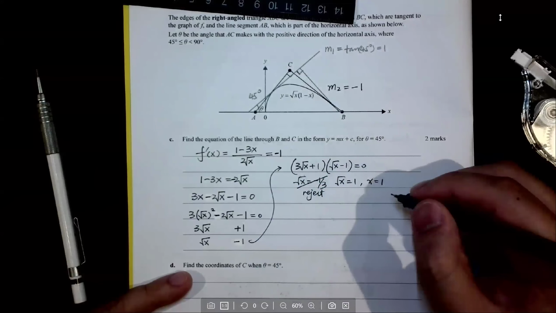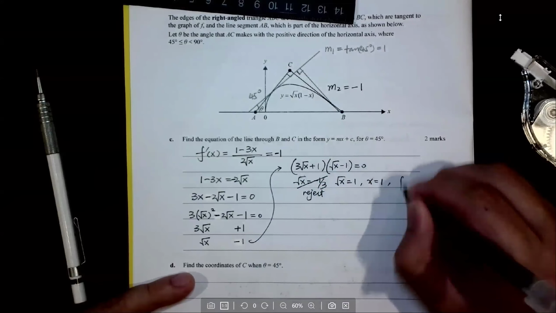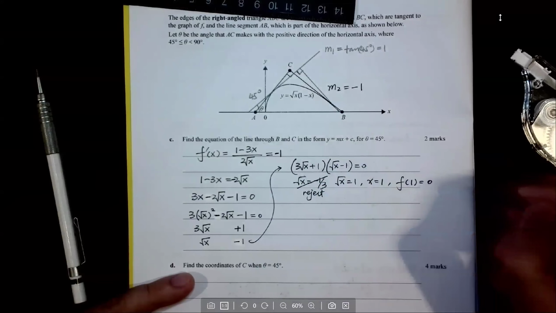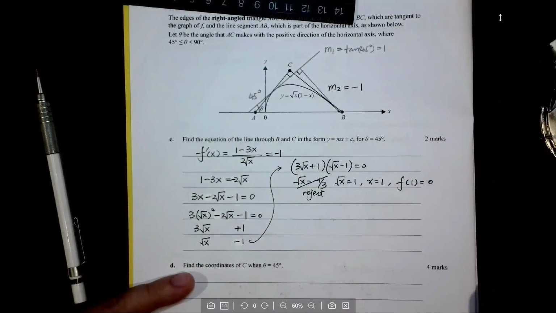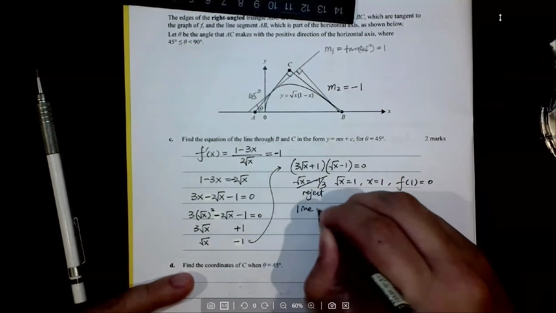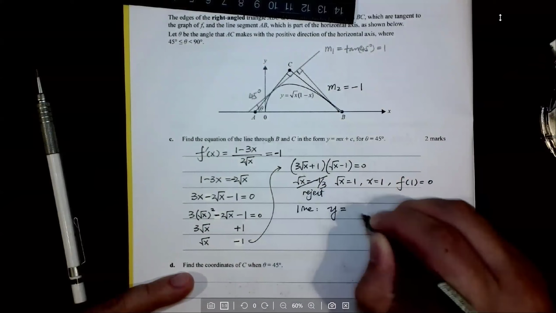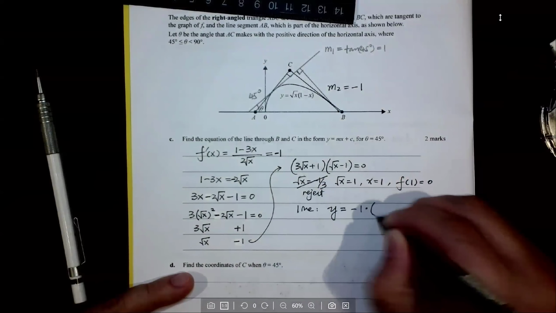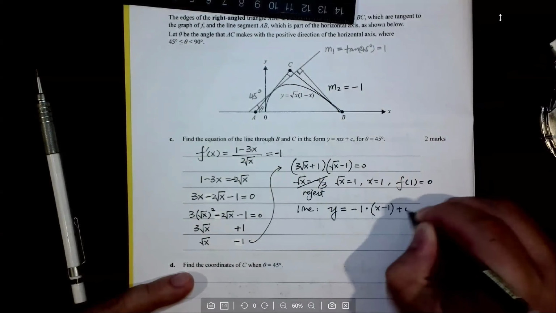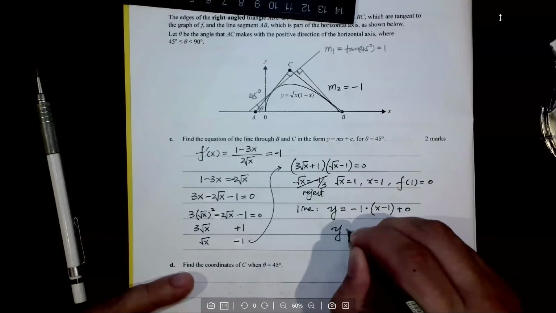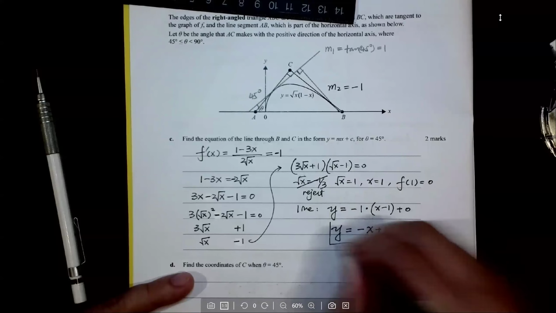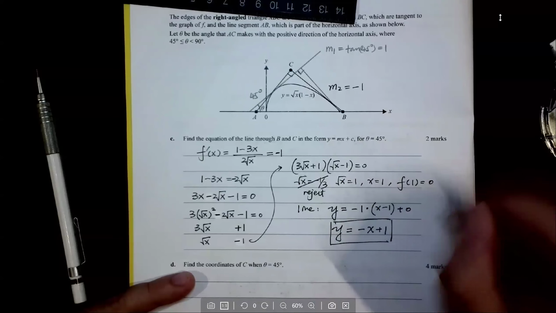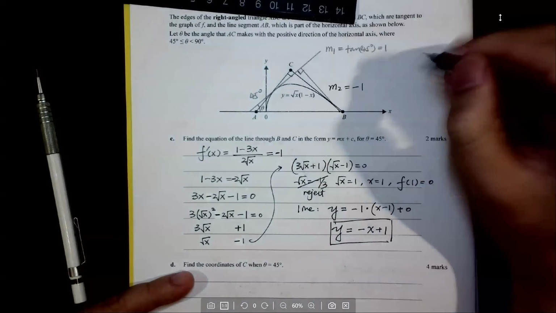So if x equals to 1, on the graph, f(1) is 0. That is the x-intercept. So the line is y equals to minus 1 times (x minus 1) plus 0. And if you simplify that, that is y equals to minus x plus 1 for the equation BC for that particular angle.